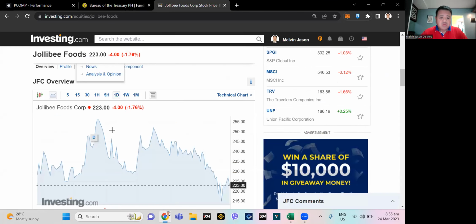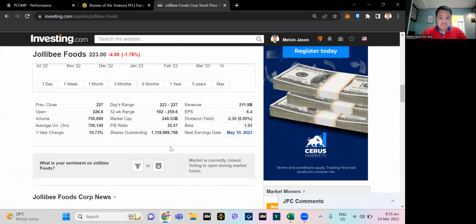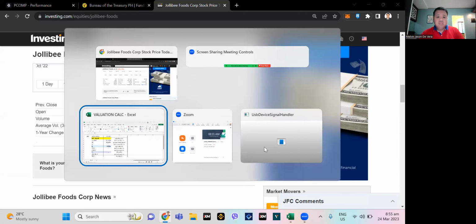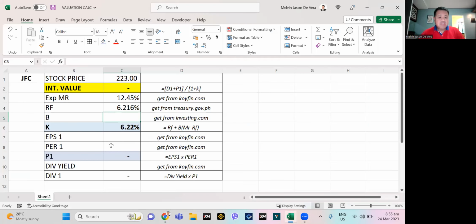Jollibee, all right, scroll down. There, the beta is 1.03. So we're gonna go there to our Excel and put 1.03. All right, so now we have our required rate of return using the equation: risk-free rate plus beta times the quantity of market return minus the risk-free rate.